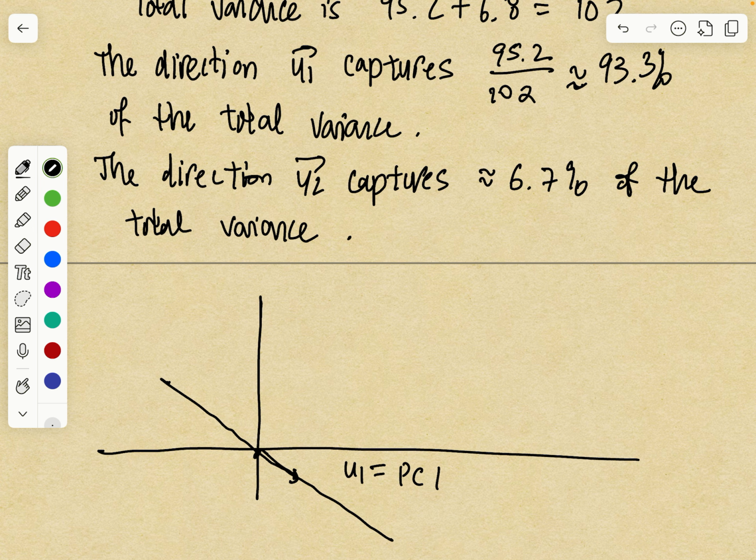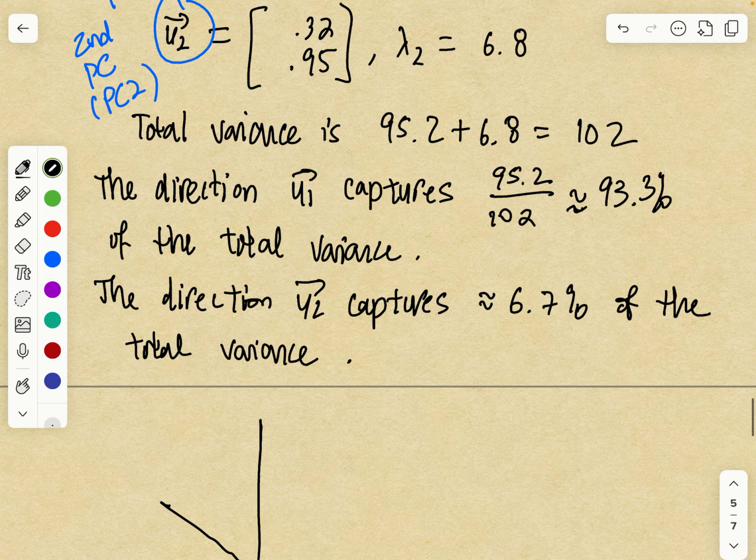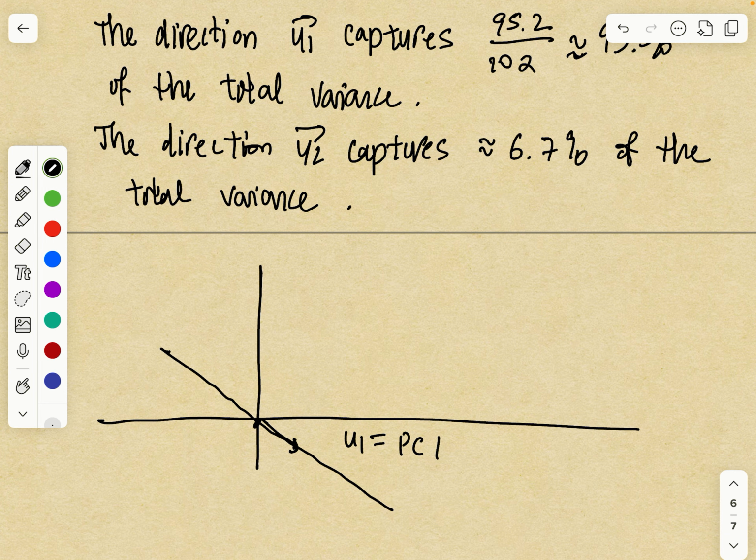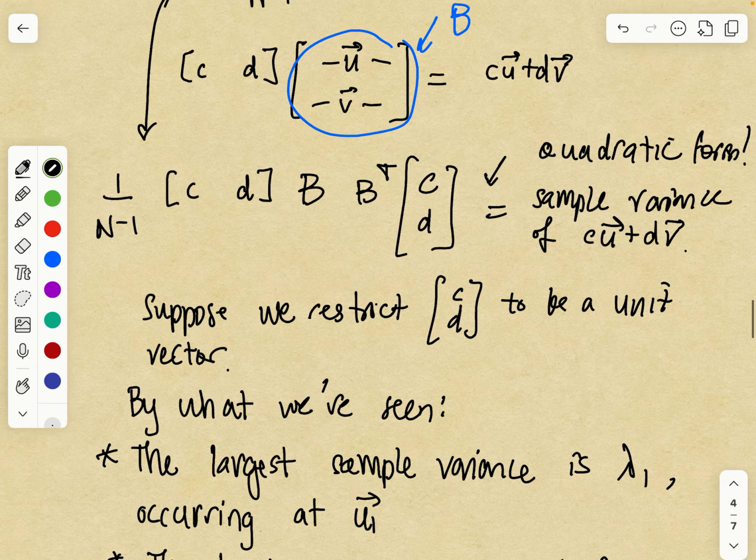And then the second principal component is orthogonal to it, so it was 0.32, 0.95. That's something like this. So a unit vector in this direction would be the second principal component. So that's what principal components are. Let's just review what they are.